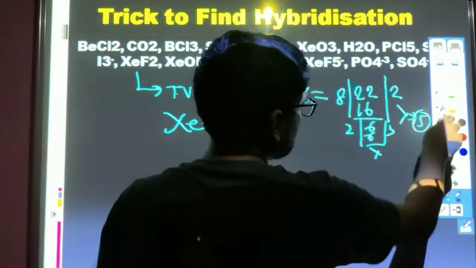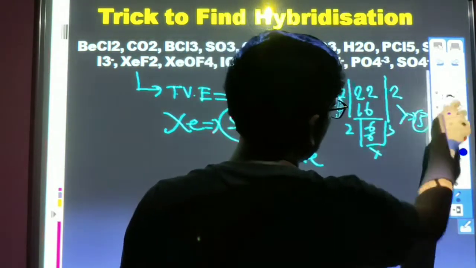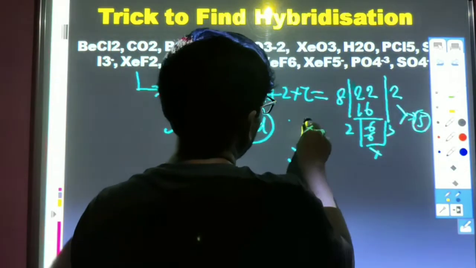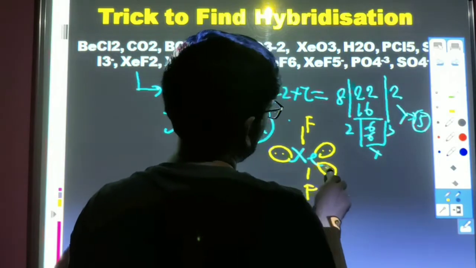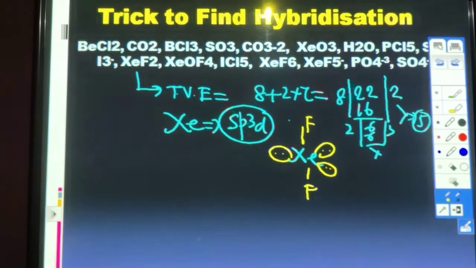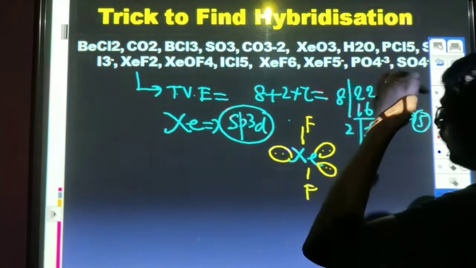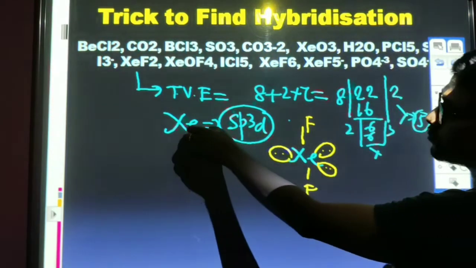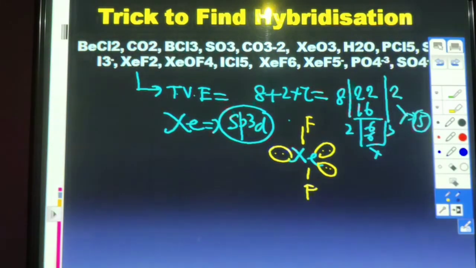What will be the structure? Xe, and this is F, 1 F. This is 1 lone pair, 2 lone pair, 3 lone pair. Done. So the hybridization for xenon in XeF2 will be sp3d.